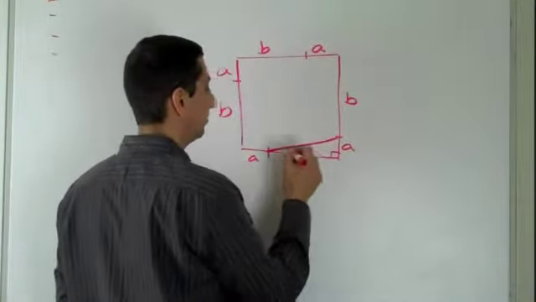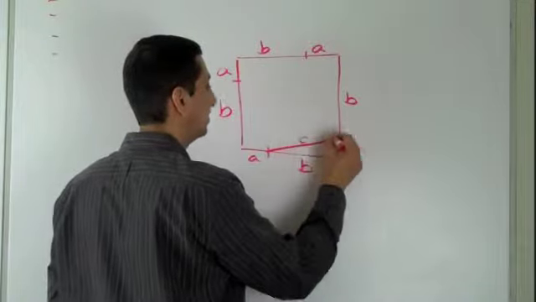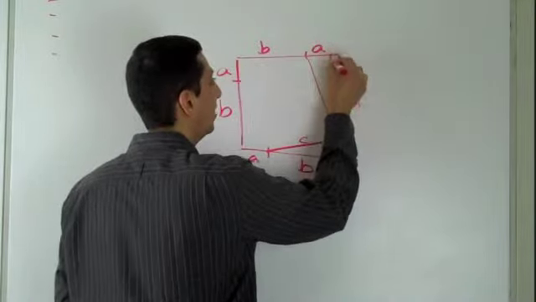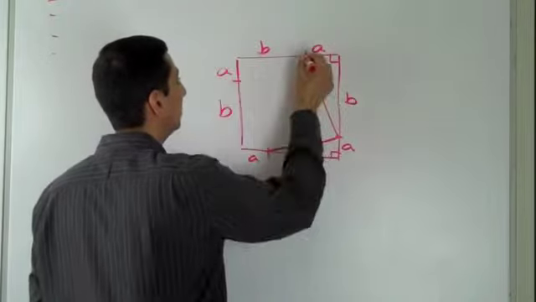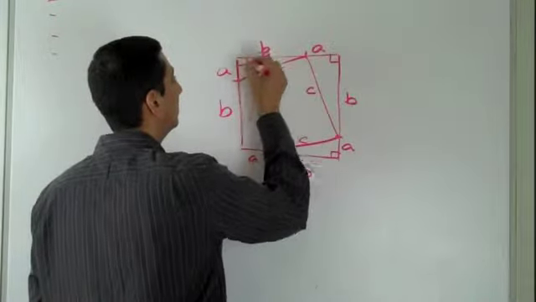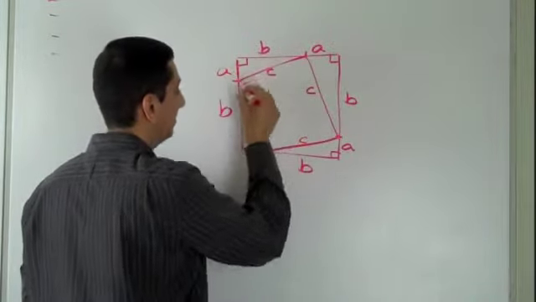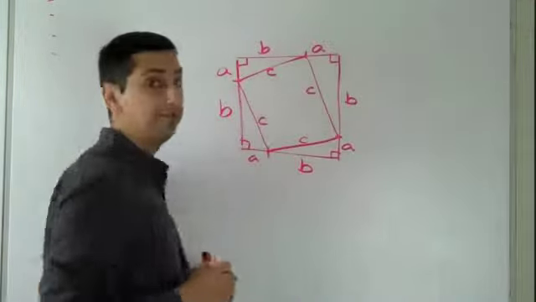So there's a right triangle with a and b, and we'll label that c. Here's another one, a, b, and c. There's a third right triangle, a, b, and c. And a fourth right triangle, a, b, and c.